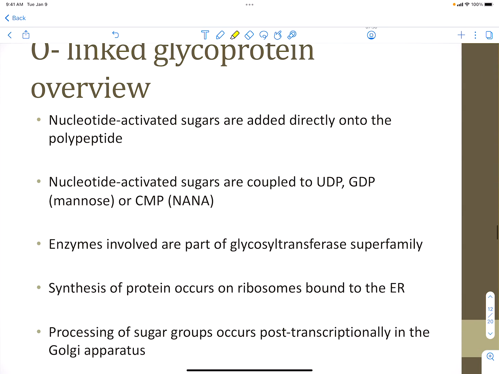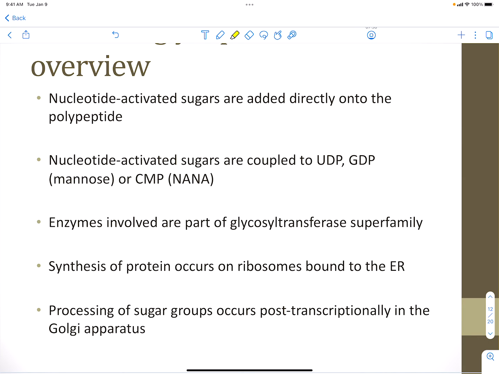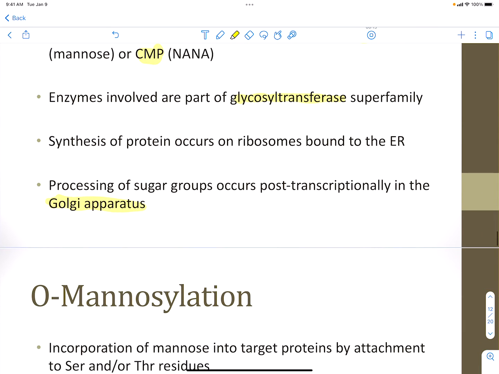O-linked glycoproteins are going to be where you have sugars again added to the protein polypeptide. The activated sugars are going to be again UDP, GDP in the form of mannose, or CMP in the form of sialic acid. Enzymes are again the same glycosyltransferase superfamily, and the synthesis is going to occur on ribosomes bound to the ER, and then is going to process through primarily the Golgi apparatus for the glycosylation. So the protein's made in the ER, but the glycosylation occurs in the Golgi for O-linked.